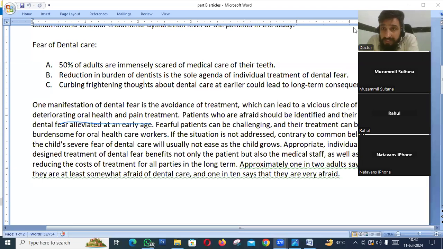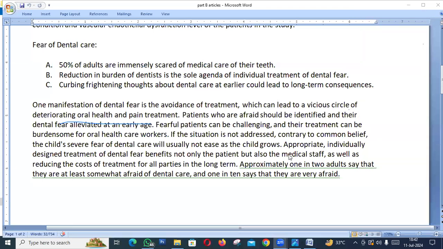No, there are three reasons for individual treatment for dental care benefit. Number one, it benefits our patients. Your voice is not clear, Dr. Kausar. Okay. So number one, it benefits not only the patients, it benefits patients for their treatment.